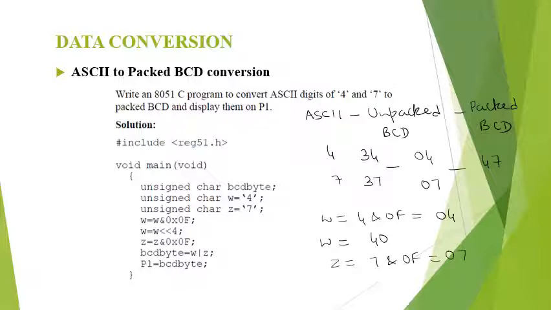And then BCDbyte is W OR with Z, that is 40 plus 07, that is 47, and then it is assigned to P1. So we can see the ASCII digits 4 and 7 are first converted to unpacked BCD 04 and 07 and then converted to packed BCD, that is 47, which is stored in port P1.